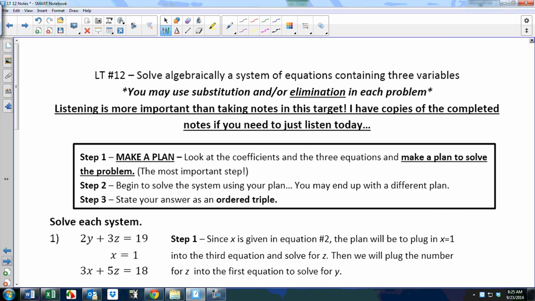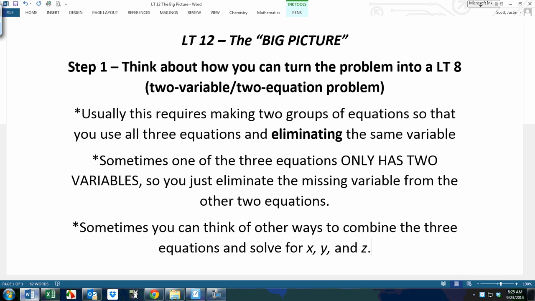Now let's dig in. The big picture today. You don't have this in your notes. But the big picture is this. Try to take the problem that you're given and somehow turn it into a Learning Target 8, where there's only 2 variables and 2 equations, because you know what to do with those. If you can get it down to where there's only 2 variables and 2 equations, you can substitute, eliminate, you can do whatever you like from there.